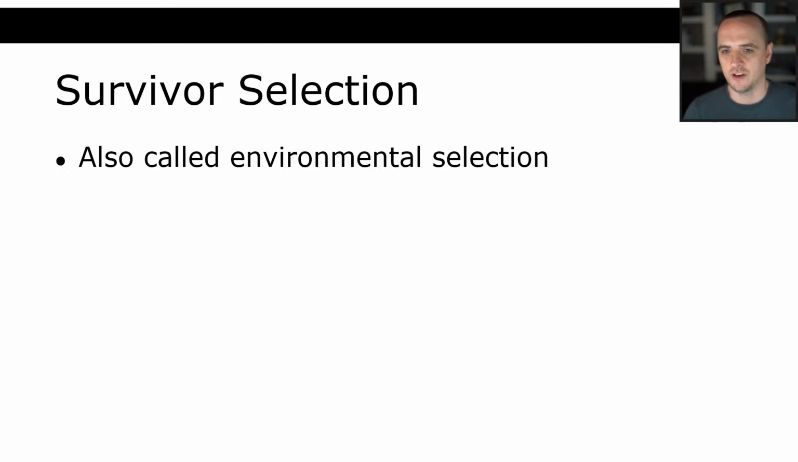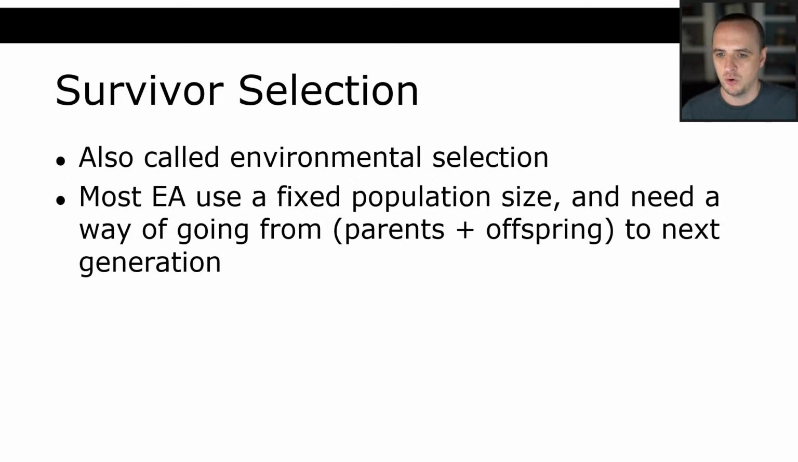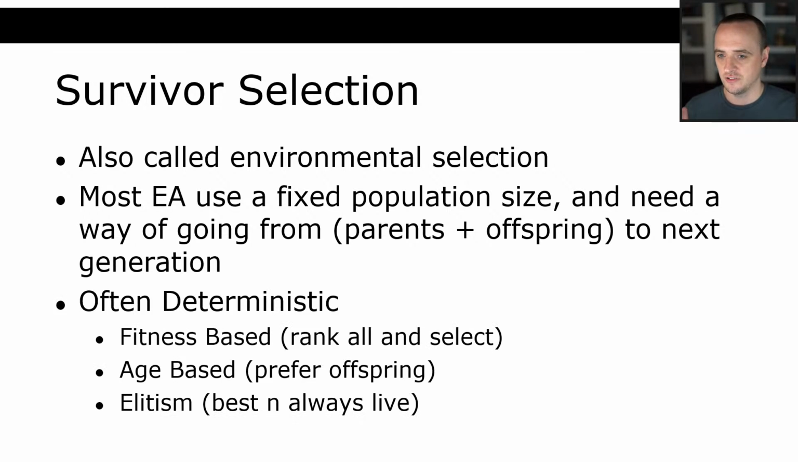Survivor selection, also really interesting. It's also called environmental selection. Most EAs use a fixed population size and need a way of going from parents and offspring to the next generation. This is often very deterministic, okay? So you could use fitness-based, age-based, elitism. There's all sorts of different things that you can do. In our assignment, we are going to do fitness-based.